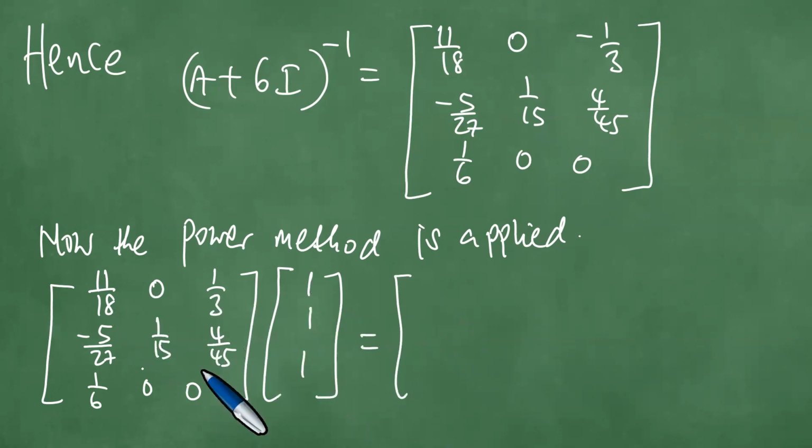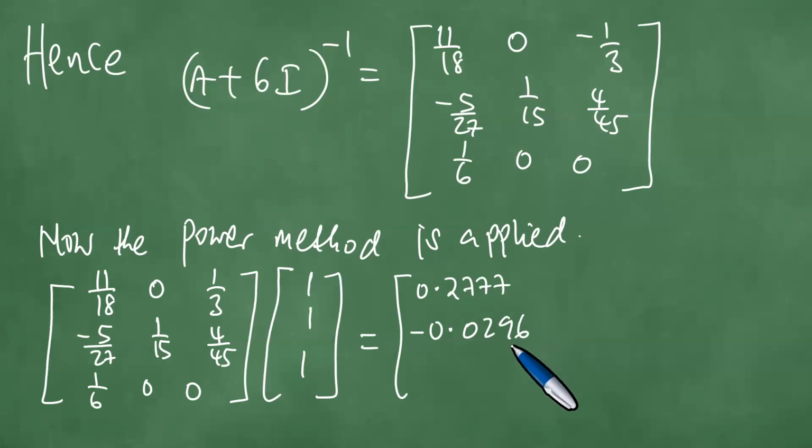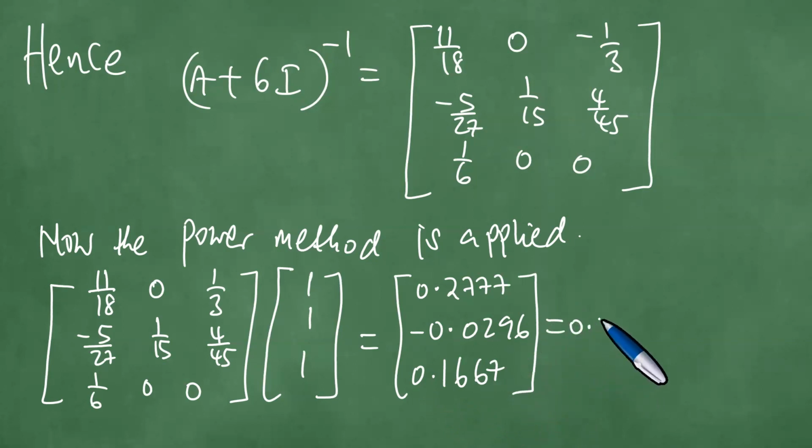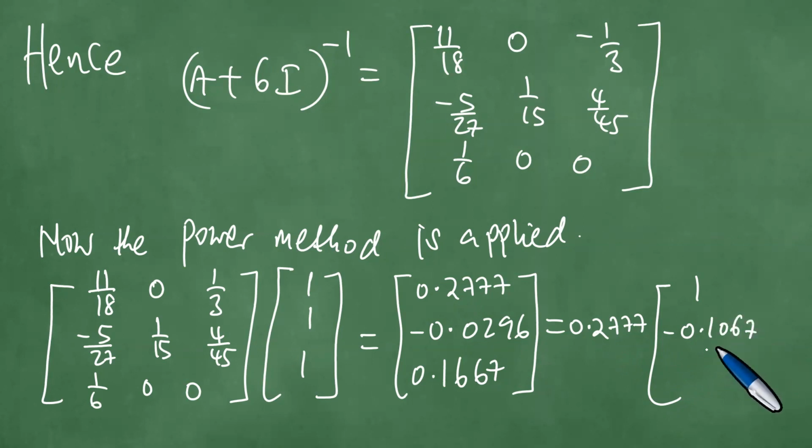If you multiply this row by column, row by column, row by column, you get 0.2777, minus 0.0296, 0.1667, 0.2777. Factoring it out, because it's the biggest one here, you factor the biggest one amongst the entries. You divide each of these by 0.2777, and that gives minus 0.1067, 0.6000.